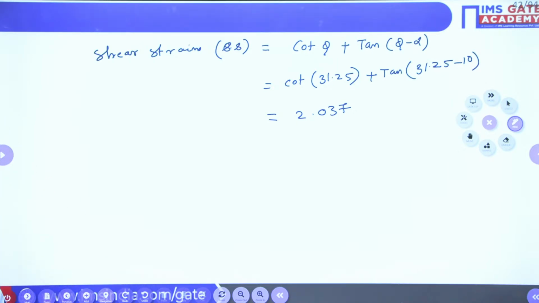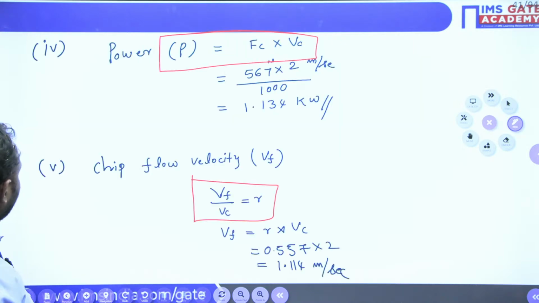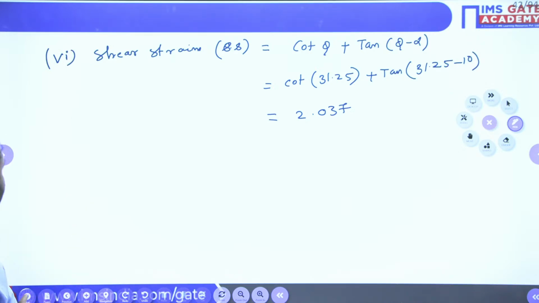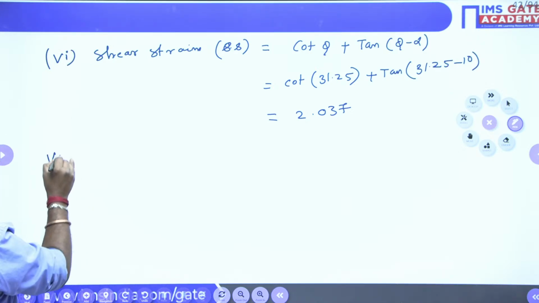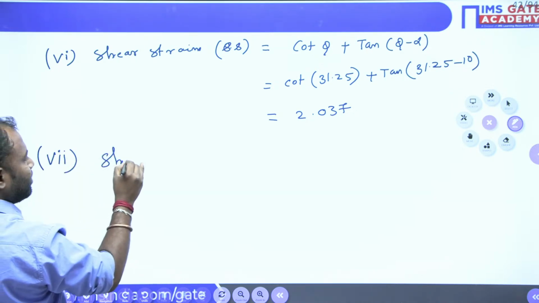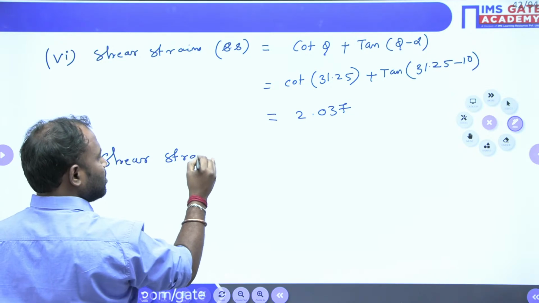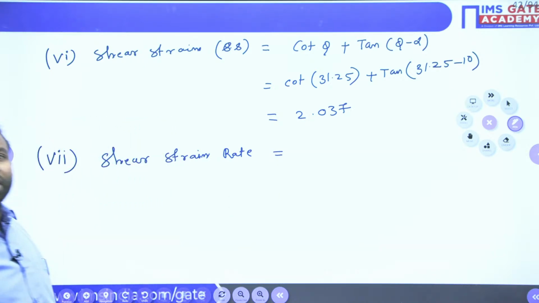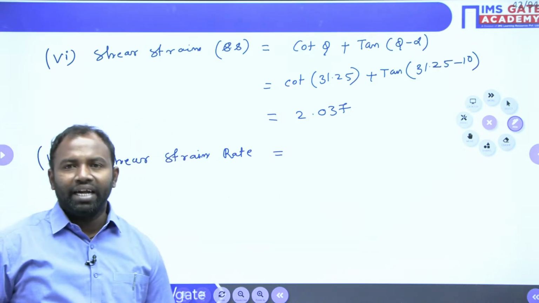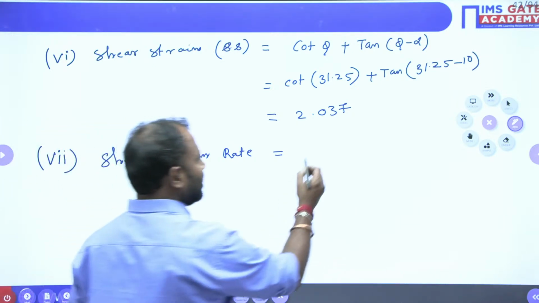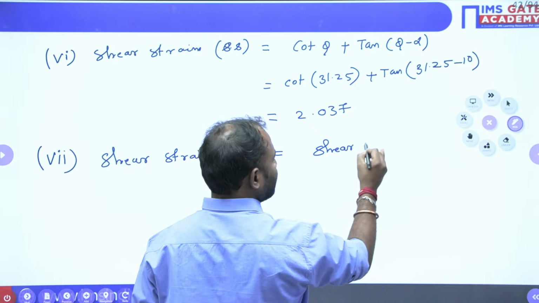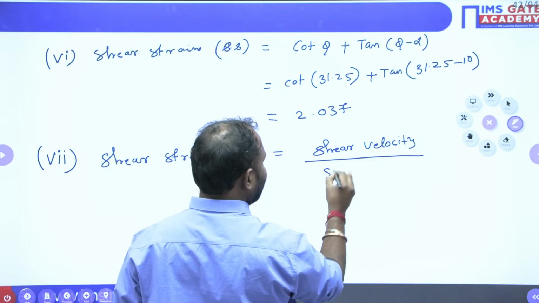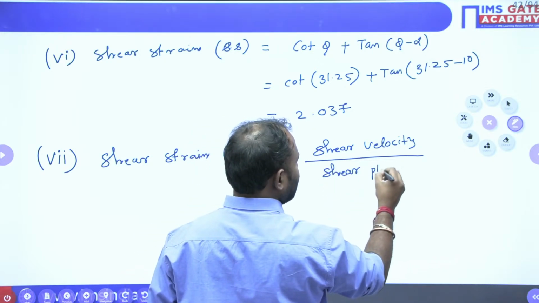Now let us go for shear strain rate, question number 6. Shear strain rate is equal to shear velocity divided by shear plane length. Shear velocity is divided by shear plane length.